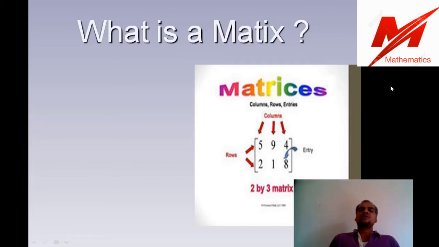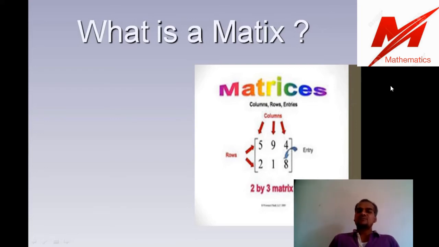Similarly, the horizontal arrangement is called rows. Here we have two rows, and the first row has elements 5, 9, 4, and the second row has elements 2, 1 and 8. So a matrix is an arrangement of numbers. It may be real numbers, complex numbers, or expressions also.